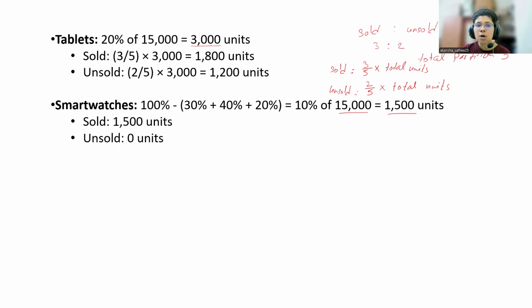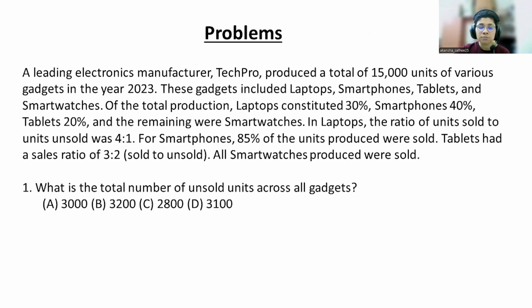Okay, so 0 unsold units are there for smart watches. Now let's get back to the problem. So what is the first problem? What is the total number of unsold units across all gadgets? So how many laptops are unsold? How many tablets are unsold? How many smart watches are unsold? All these you have to add.